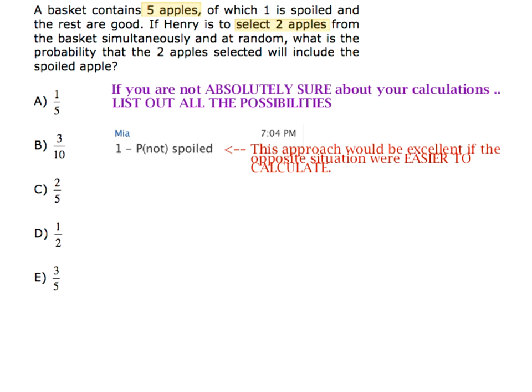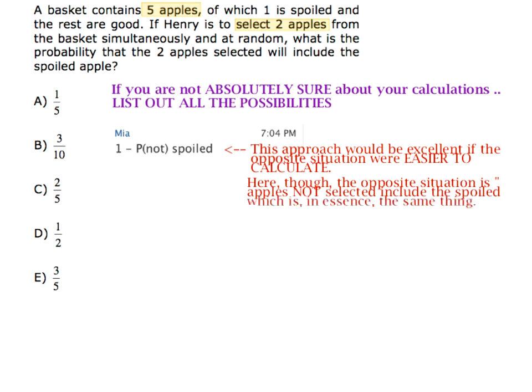To be precise, the opposite situation is that the 3 apples not selected include the spoiled one, which is, in essence, the same thing we're doing here. So there's no value really to be gained from this kind of approach. In some problems, the opposite situation is a much easier thing to calculate, but not so much here. So let's just list this all out.